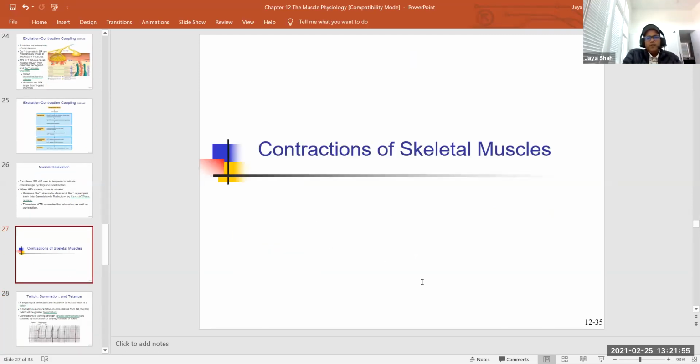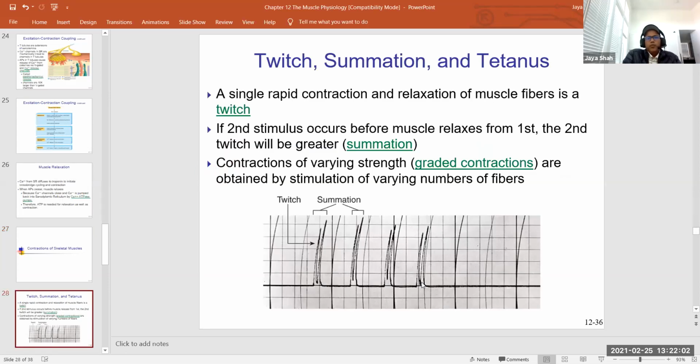Okay, now the contraction of muscles, which is the mechanics of muscle contraction. Let's see here now. We're going to talk about twitch, summation, and tetanus. So let's go back. How is muscle innervated? A single motor neuron comes, branches, and then each smaller branch ultimately makes a neuromuscular junction with the muscle cell.